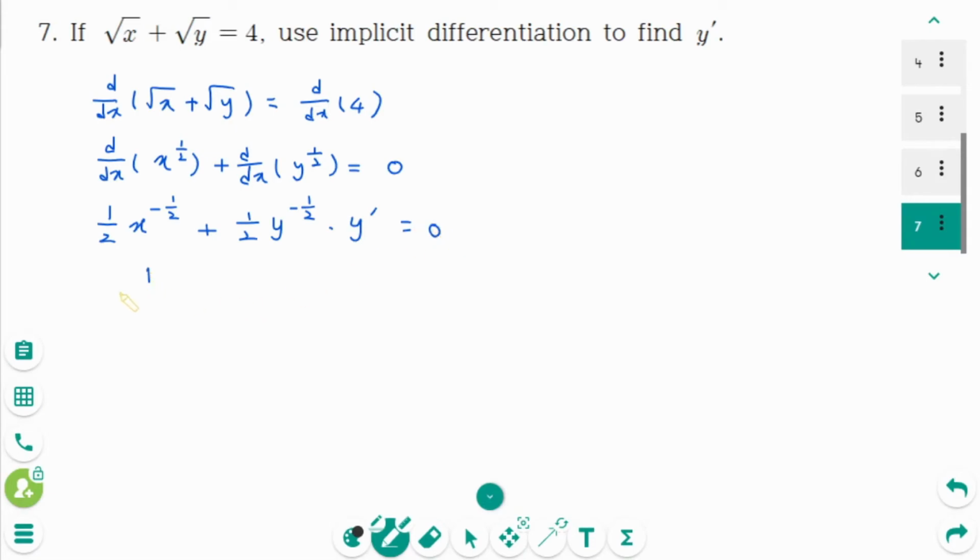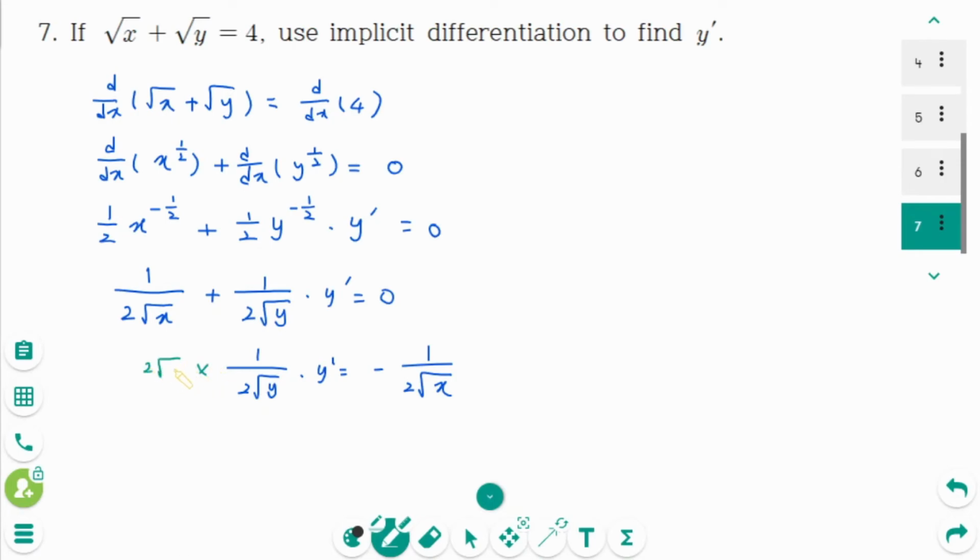Back to the radical form, 1 over 2 square root of x plus 1 over 2 square root of y times y prime equals 0. 1 over 2 square root of y times y prime equals minus 1 over 2 square root of x. Then times 2 square root of y on each side. Then y prime equals minus 2 square root of y over 2 square root of x. Then y prime equals minus the square root of y over square root of x.